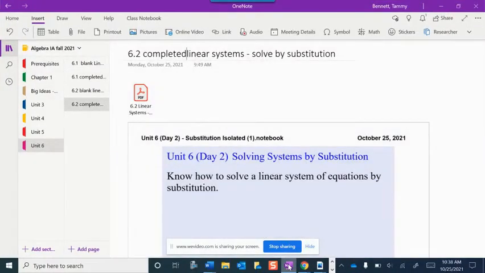Hello and welcome to 6.2 notes. We will be solving linear systems by substitution.